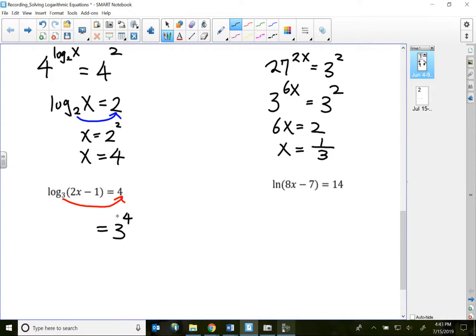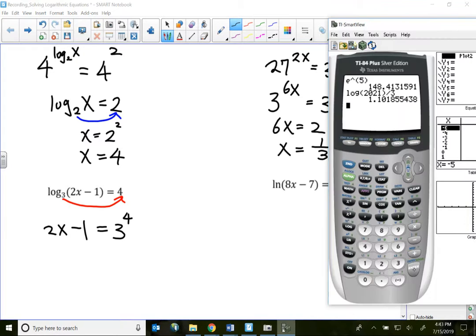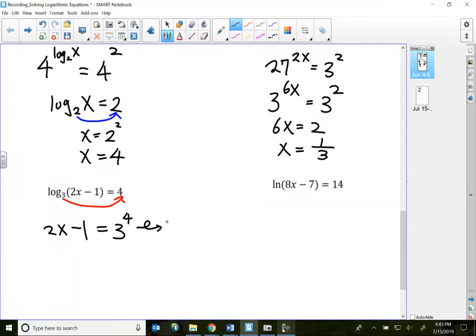Bump the 4th up to an exponent. This is 2x minus 1. So real quick, 3 to the 4th power is 81. So what I'm looking at right now is actually a linear equation. So this is going to be 2x minus 1 equal to 81.